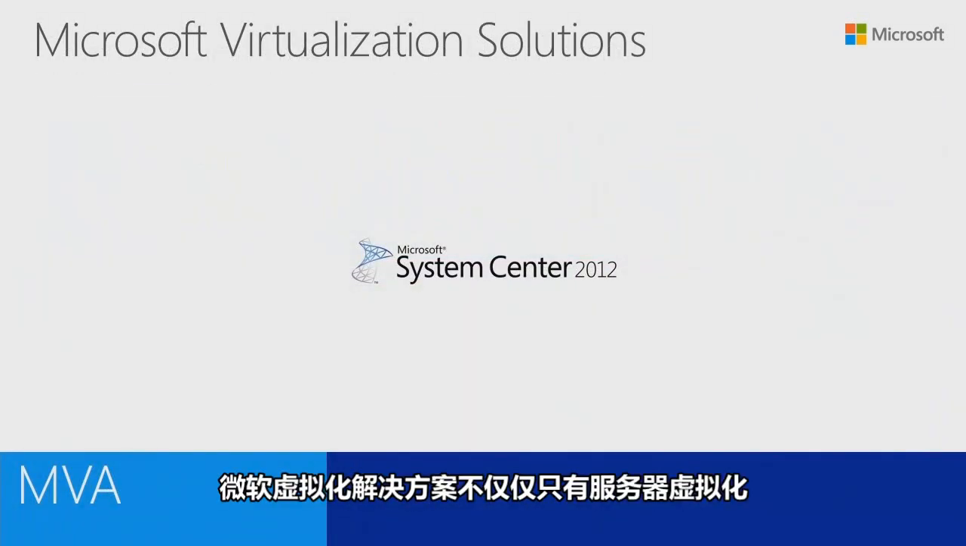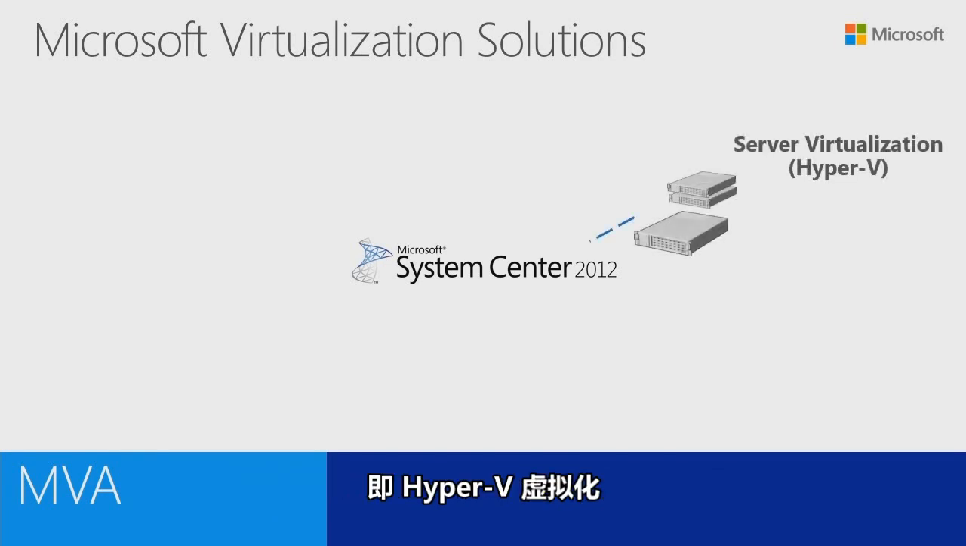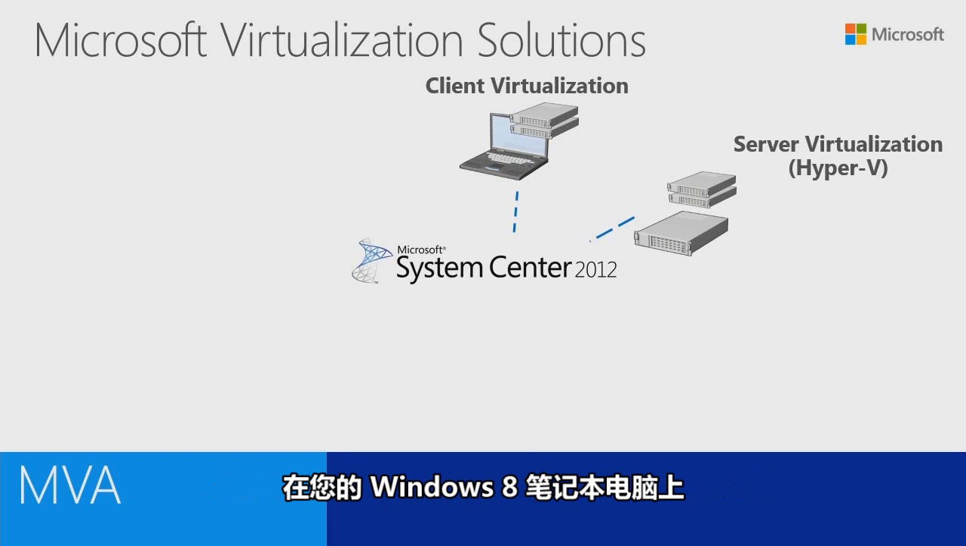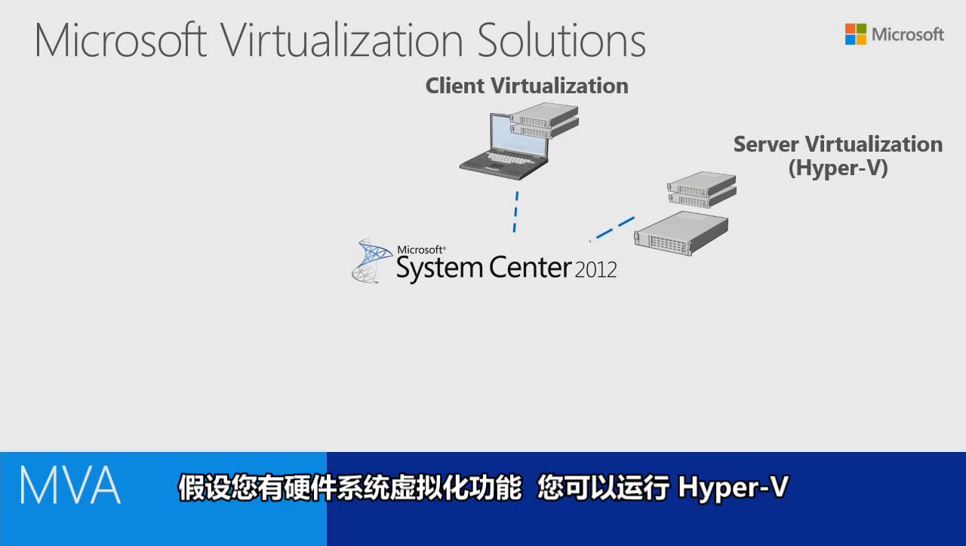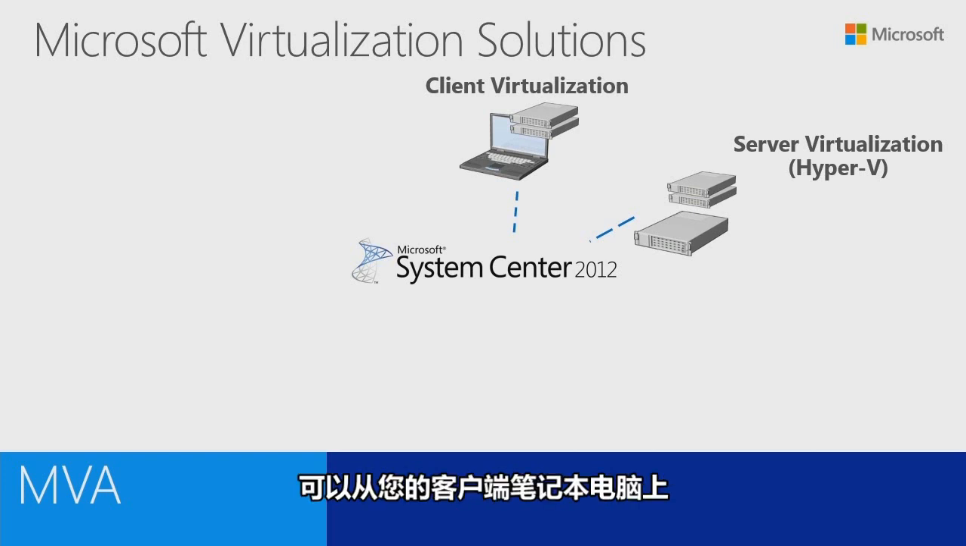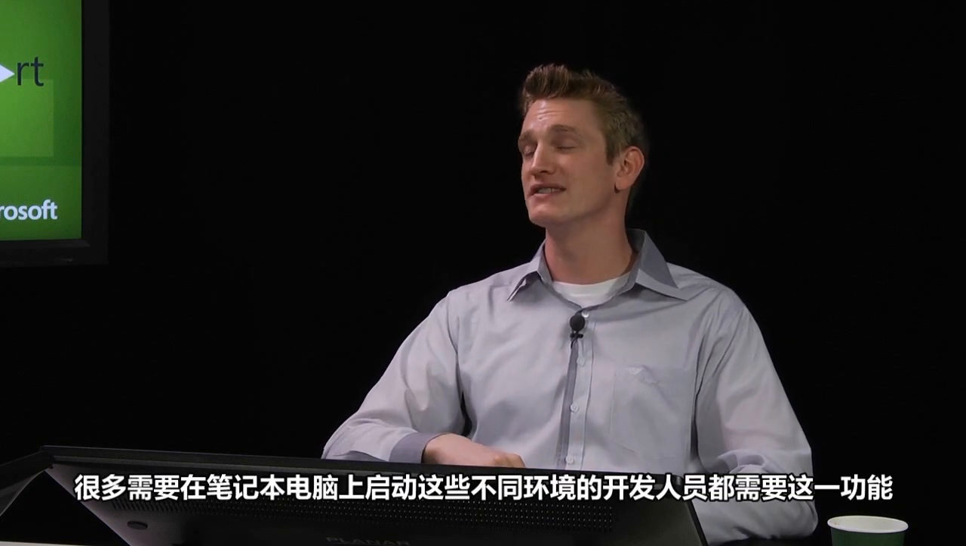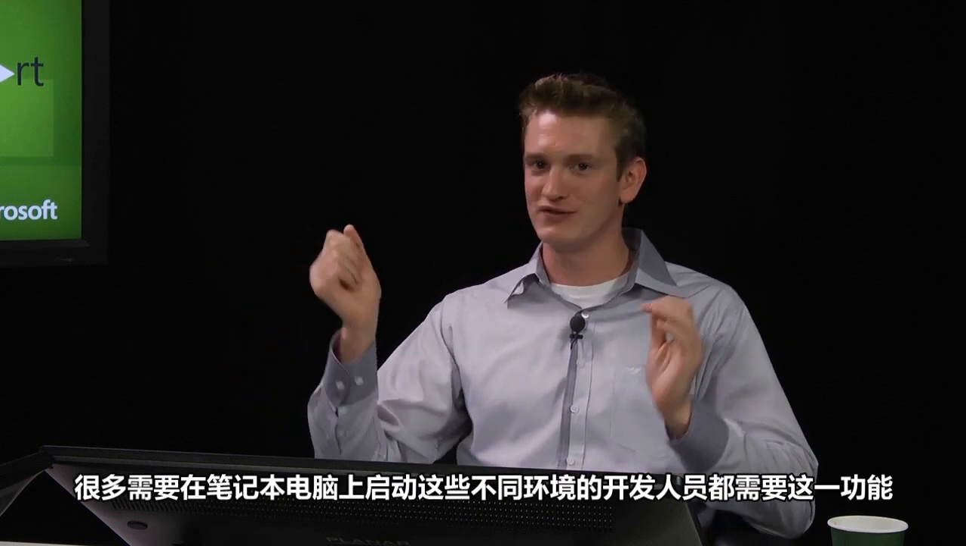Now, Microsoft virtualization is actually beyond just server virtualization, which is what we've been focused on with Hyper-V. We actually offer client virtualization as well on Windows 8. So did you know, on your Windows 8 laptop, assuming that you have hardware-assisted virtualization capabilities, you could go run Hyper-V. So you can have your client laptop that runs different servers, Linux, Windows Server 2012, just from the single box. So a nice new improvement that we brought here, which is being asked for by a lot of our developers that just have their laptop, yet they need to spin up these different environments.